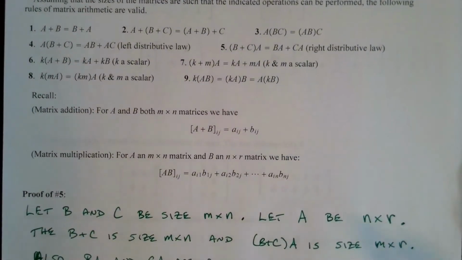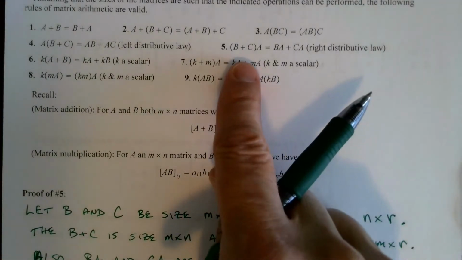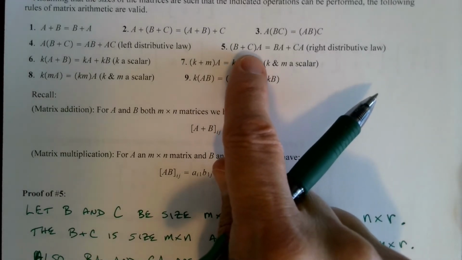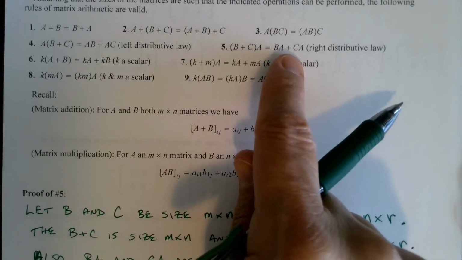Now, once you do that, now that we know they're the same size, we simply have to show that their corresponding entries are the same. So I'm going to look at this arbitrary ij entry of this matrix and show that it's equal to the ijth entry of the matrix on the right-hand side.